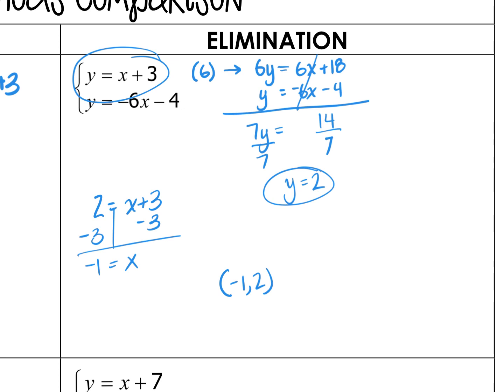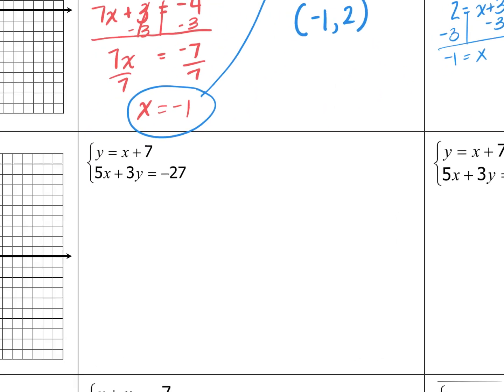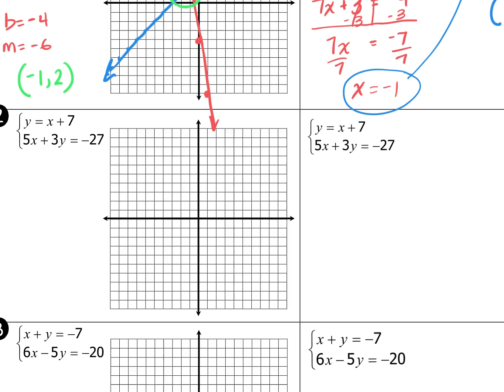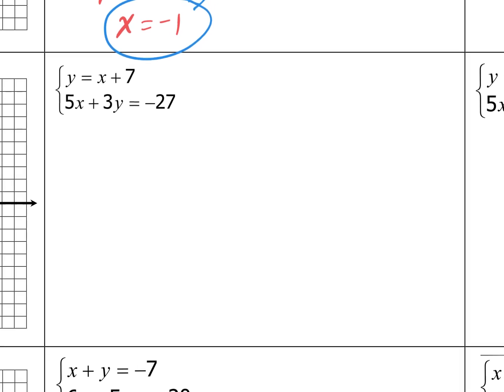All right, so let's look at the next one. When I just look at these equations, the first thing I notice is that the bottom one is not set up in slope-intercept form. So graphing's not going to be my first choice. My first choice, because I do have a variable by itself, is to use substitution. So I'm going to go to the substitution column, and we're going to do substitution first.